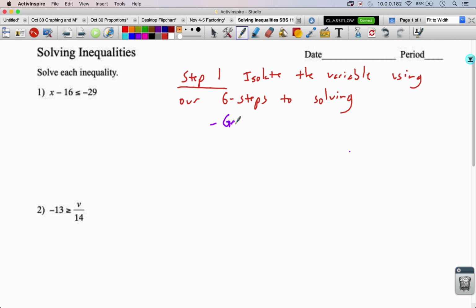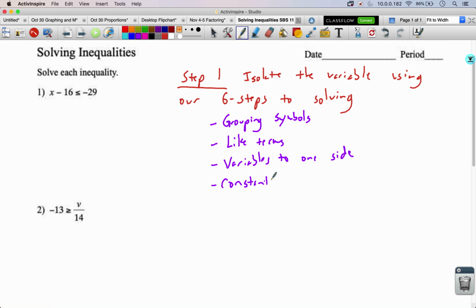What we look for are grouping symbols, then we look for like terms, then we move variables to one side, then we move constants to the other, and then we get rid of the coefficient by dividing. So those, and then step 6 is double check. But make sure we have 6 steps here.